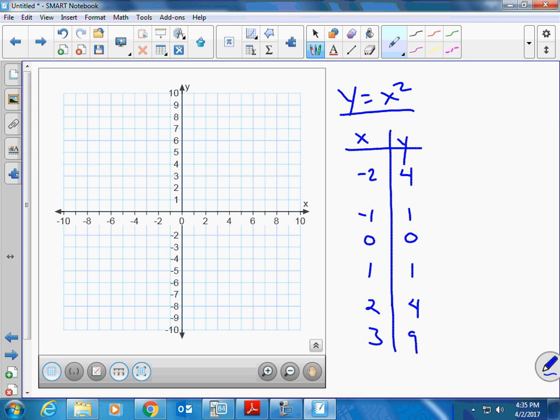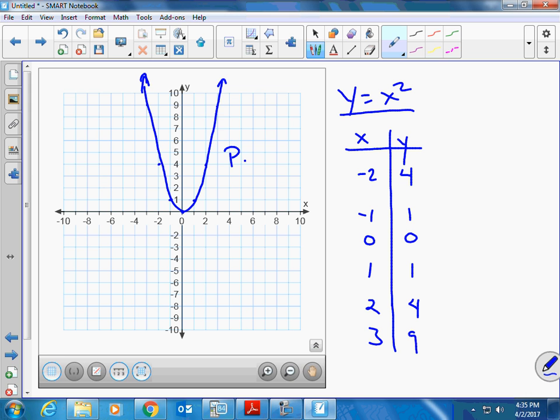Okay? So now let's graph this thing. When x is 0, y is 0. When x is 1 or -1, y is 1. When x is 2 or -2, y is 4. When x is 3 or -3, y is 9, and so on. And we get this shape, which is kind of like a U, but it's not. It's a parabola. And it goes forever on both ends.